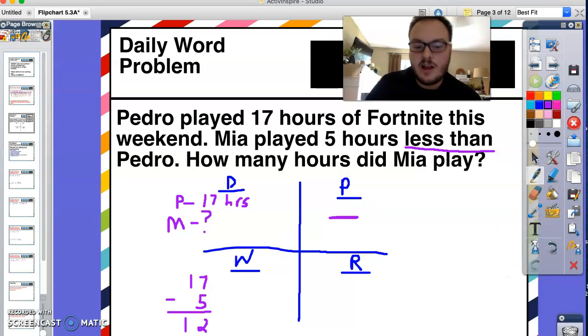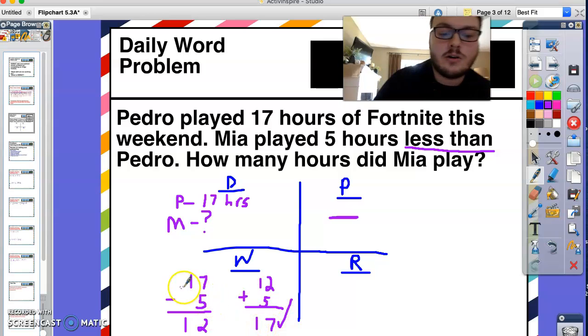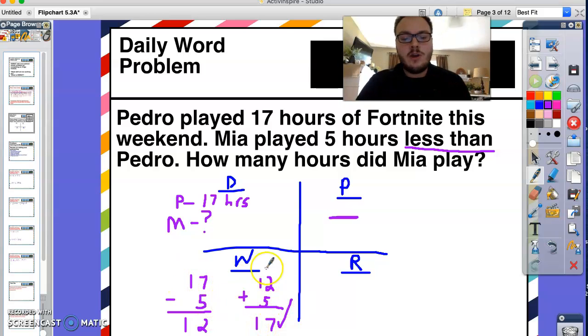And we also check this in our work section. And remember, you check by using the inverse operation. So I'm going to take my difference, which is 12. I need to use the inverse operation, so I know I'm adding. And I'm going to add what I subtracted, which is 5. 2 plus 5 is 7. 1 plus nothing is 1. We see that when we added it, we got our total. So we know that we did it properly.